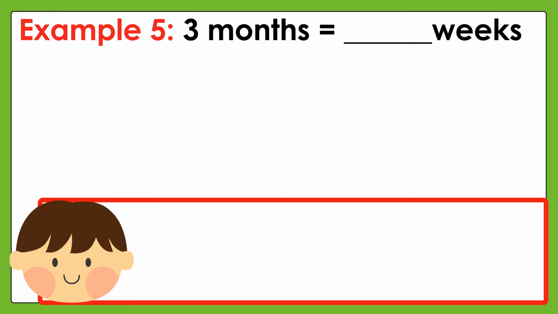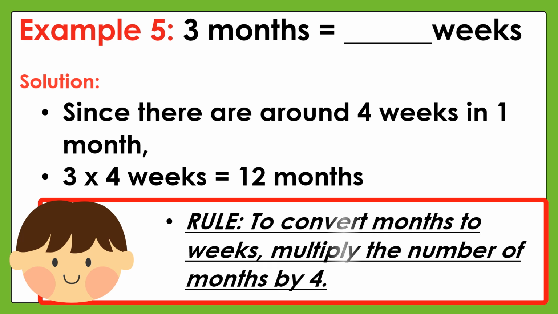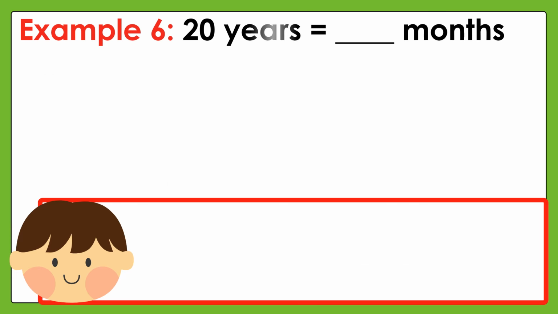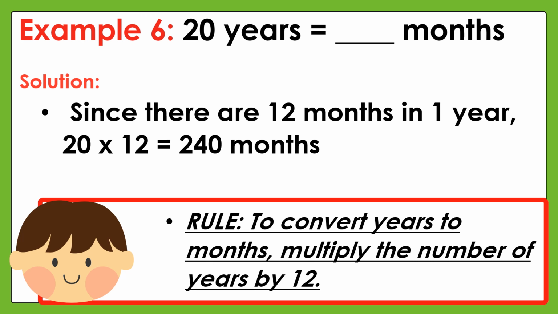Example number 5. 3 months is equal to blank weeks. Solution: since there are around 4 weeks in 1 month, 3 times 4 weeks is equal to 12 weeks. The rule to convert months to weeks, multiply the number of months by 4. Example number 6. 20 years is equal to blank months. Solution: since there are 12 months in 1 year, 20 times 12 is equal to 240 months. The rule to convert years to months, multiply the number of years by 12.